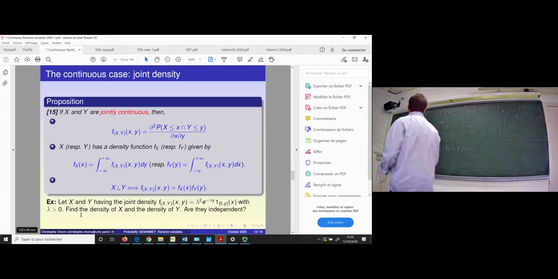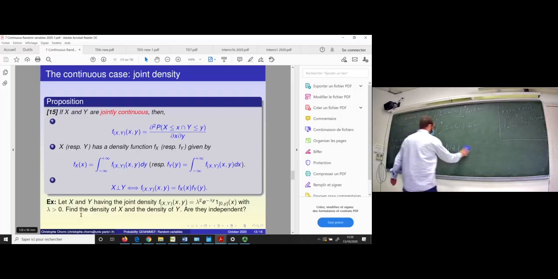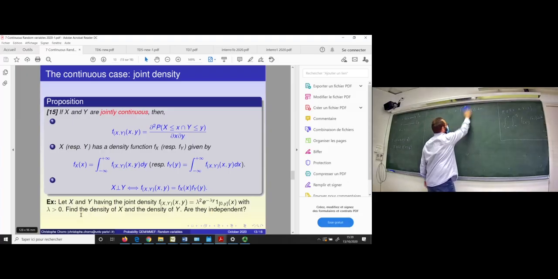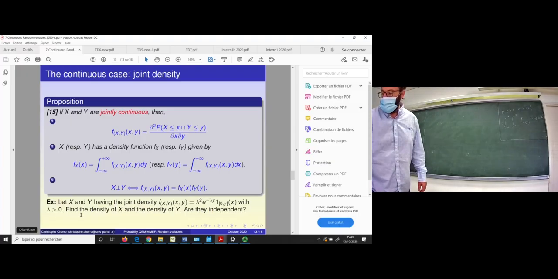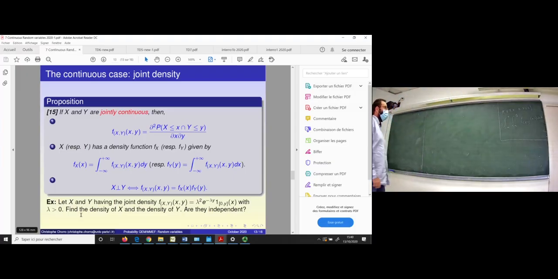So let's prove this. I erase this. It's not complicated to prove. If you want more details on the proof, you have them in the list of proofs, number 2, on my website. So let's do the job for x, and it will be exactly the same for y.